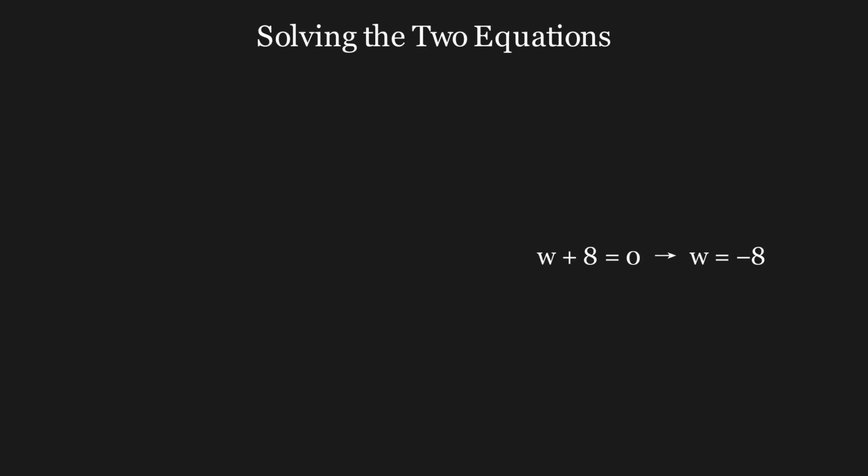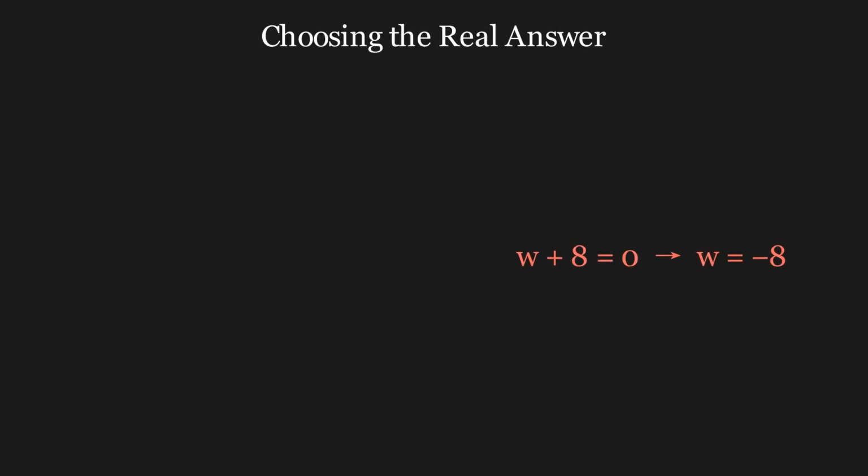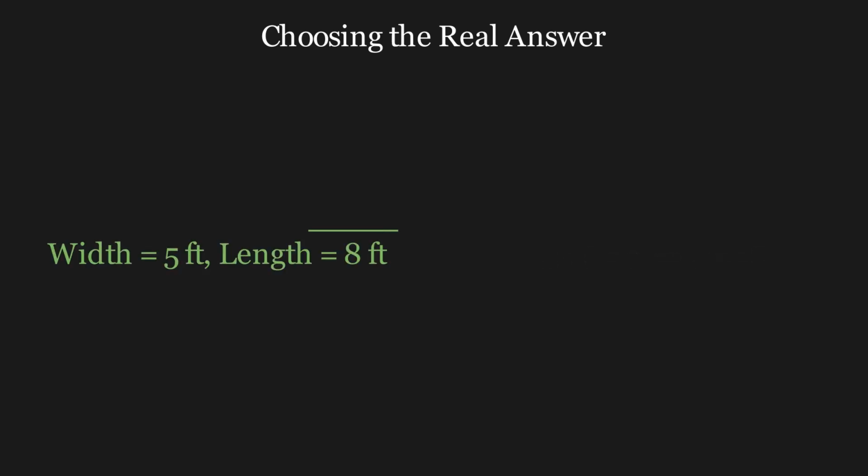Two candidate answers, but only one of them can be a real width. A dog pen can't have a negative width unless your dog lives in an alternate dimension. So we throw out negative 8 and keep 5. That means the width is 5 feet, and since the length is 3 feet more, the length is 8 feet.